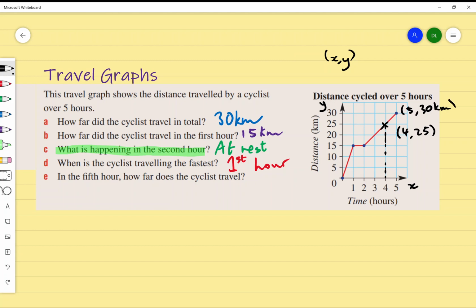Now I'm thinking to myself, well, I've got those 2 points. How far does the cyclist travel? I know that they went from 25 kilometers to 30 kilometers, which gives me a distance of, well, I can write that out actually. 30 take away 25, so we end up with 5 kilometers. And that would be our final answer for part E.